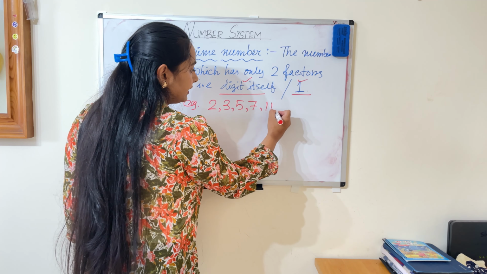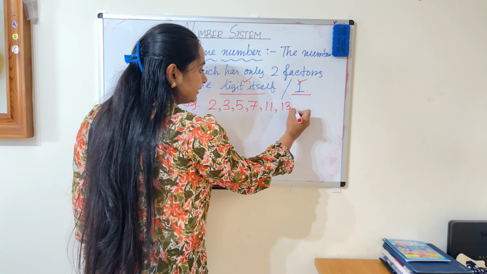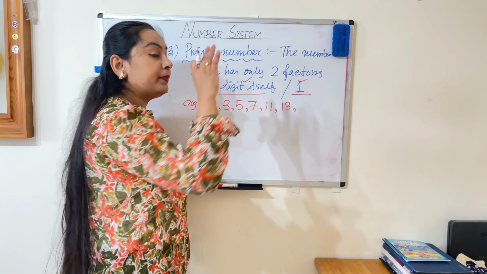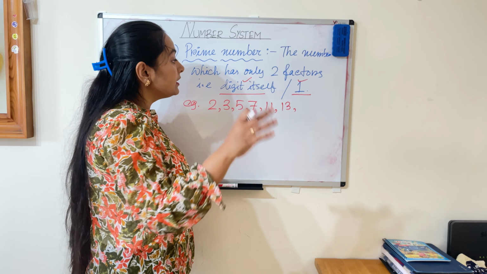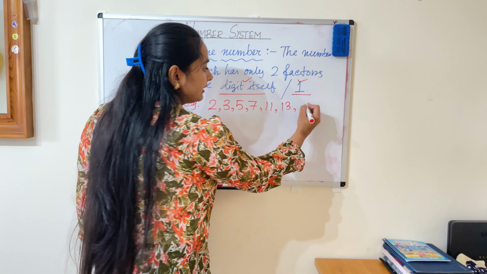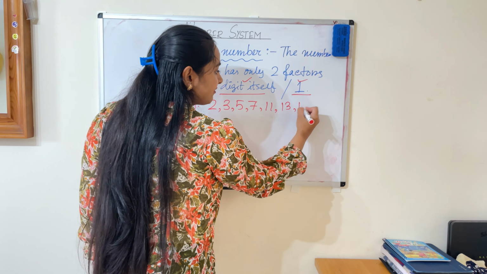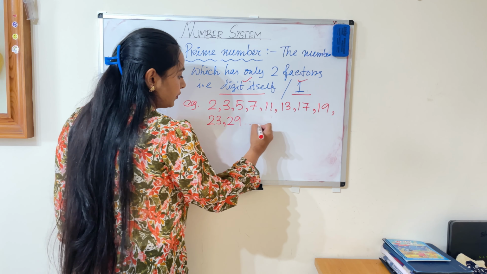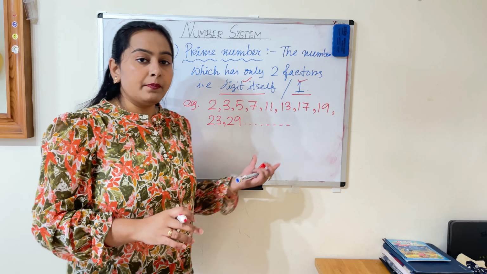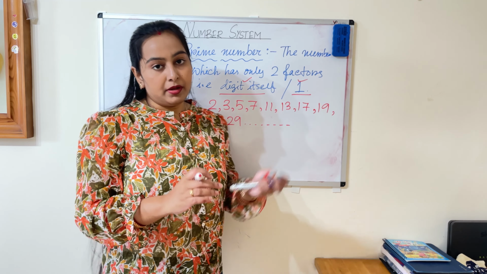So 11, then 13, then 15. 15 is an odd number, but not a prime number. Why? Because 15 has more than 2 factors, right? Then 17, 19, 23, 29 and so on, right? So these are some examples of prime numbers.